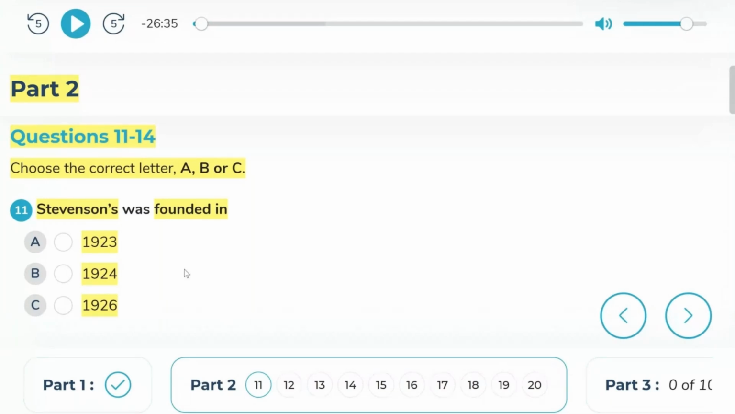Now, most of you are doing one mistake. You are writing 1923, 24, 26, whereas answer is A, B, or C. So now please tell me, A, B, or C? Good job. Correct answer is option C. Okay? Now I play it again and I tell you why A and B are wrong and why C is the right answer.